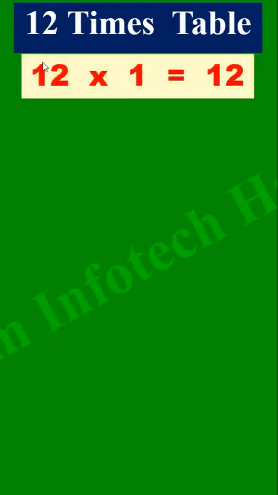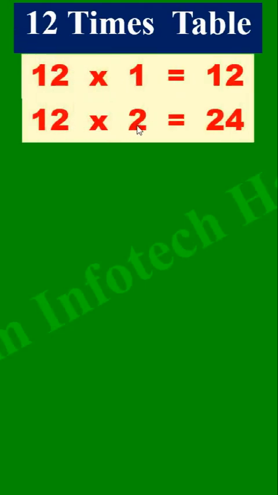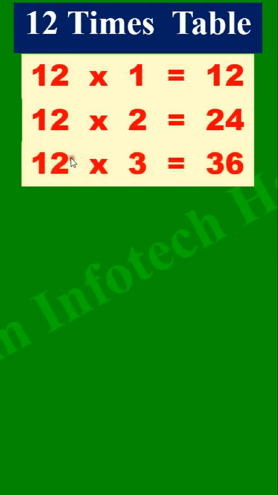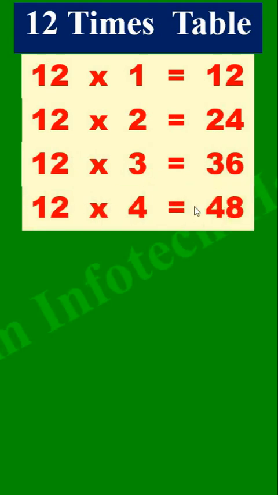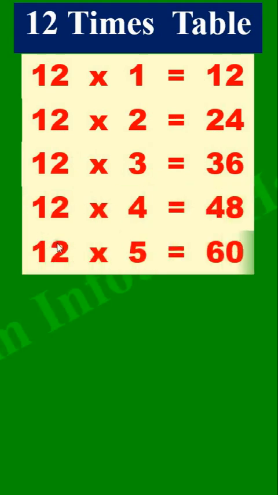12 times table. 12 times 1 is equal to 12. 12 times 2 is equal to 24. 12 times 3 is equal to 36. 12 times 4 is equal to 48. 12 times 5 is equal to 60.